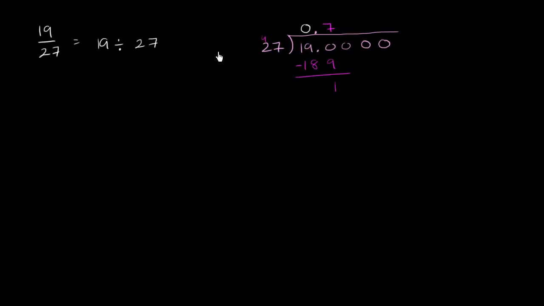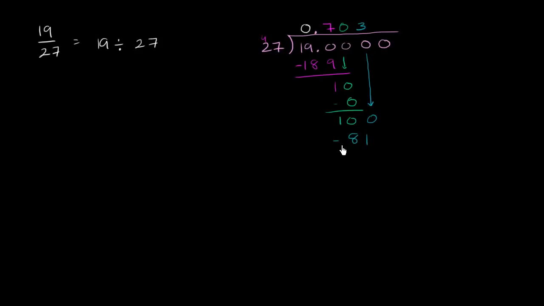We can bring down another 0. 27 goes into 10 0 times. 0 times 27 is 0. Subtract, we have a remainder of 10. But now we get to bring down another 0. So let's bring down this 0 right over here. So now 27 goes into 100 3 times. 3 times 27 is 60, plus 21 is 81. 3 times 7, yep, 21.